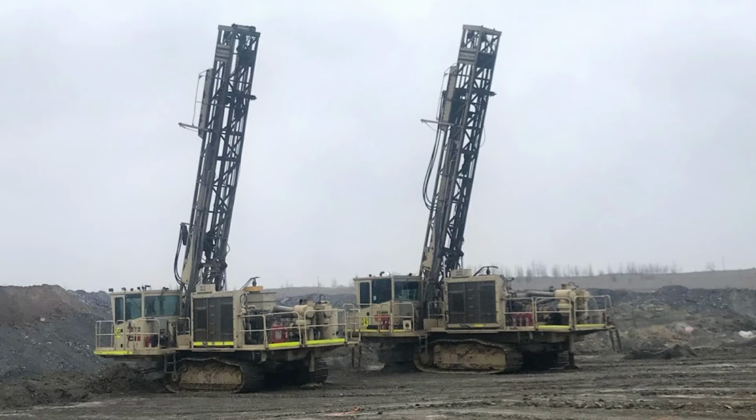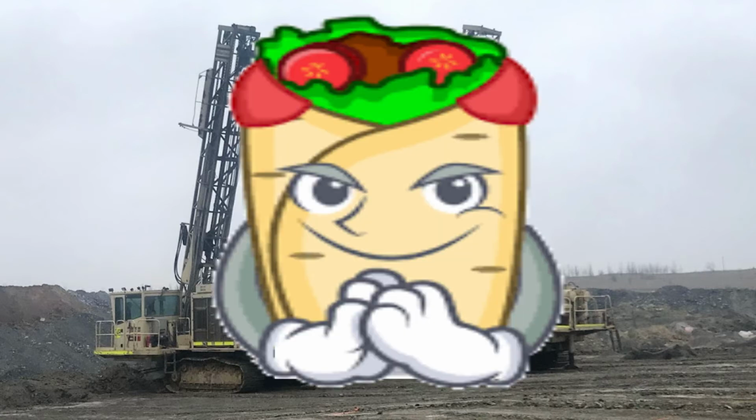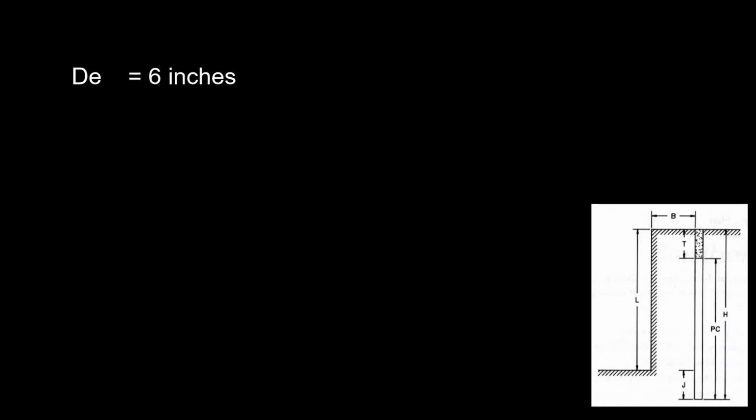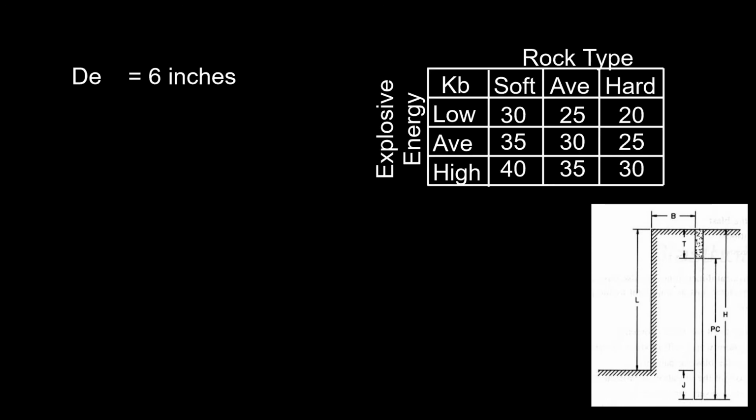Now we're going to put these Ash equations to work and work through an example. So we're working on a mine site, and our drill foreman gets a burrito every time he buys a 6-inch hole. So every pattern we have has got to have a 6-inch hole, and we're using a bulk explosive, so our explosive diameter is 6 inches. Okay, so now we need to determine our burden ratio. We have an average rock hardness, and we also have average explosives energy. So our KB factor is going to be 30.